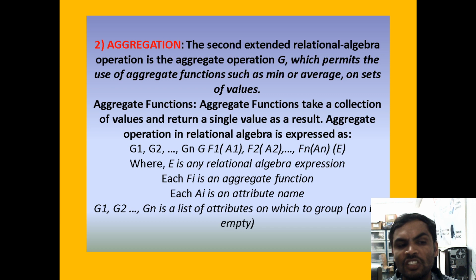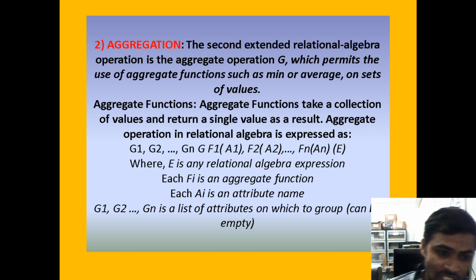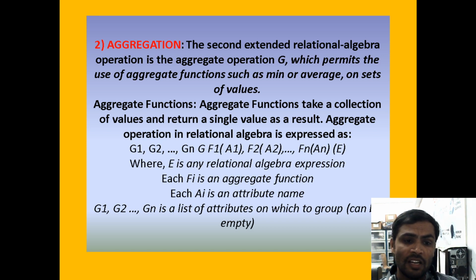Under the aggregate functions, a collection of values will return only a single result value. When you are grouping the values, it will return only a single result. Under the aggregate function, relational algebra is expressed as G1, G2 up to Gn, calligraphic G, F1 of attribute A1, F2 of A2, up to Fn of An applied on E. E is a relational algebra expression. Fi is an aggregate function. Under the aggregate function, we are passing an attribute.